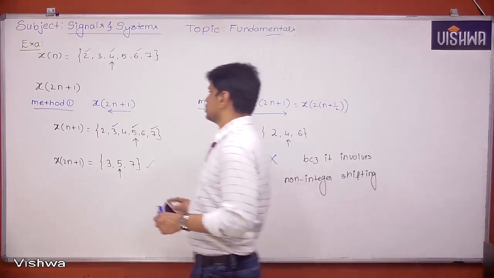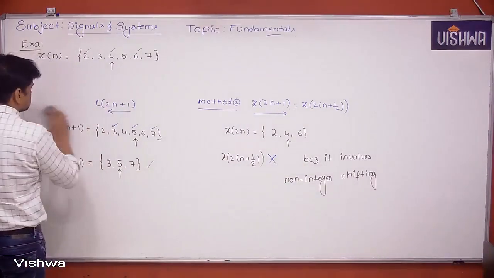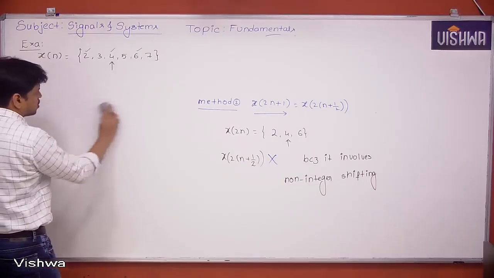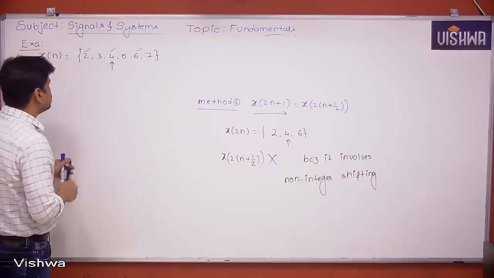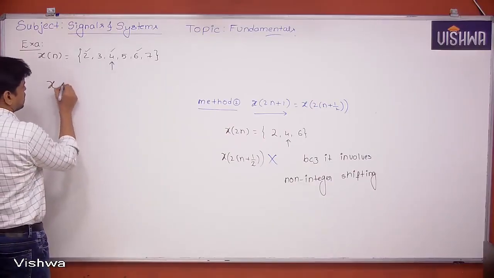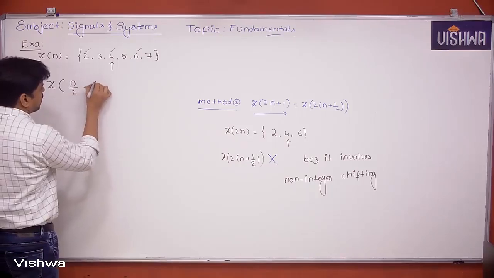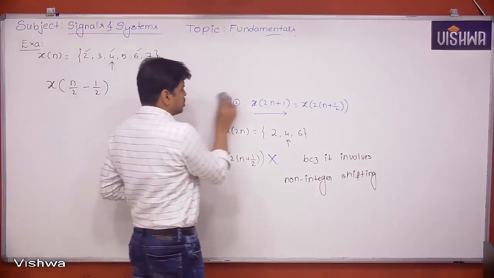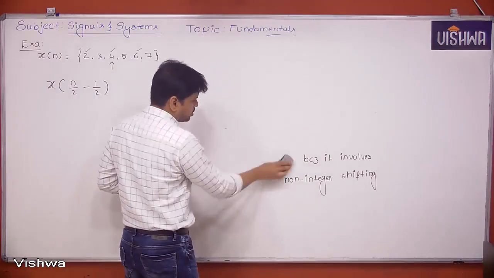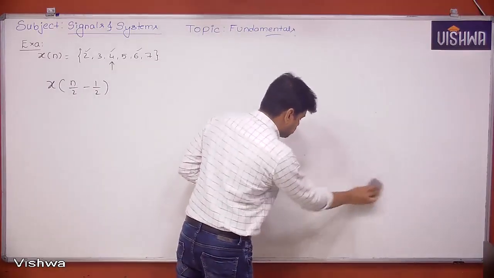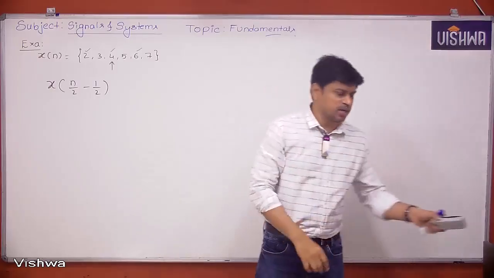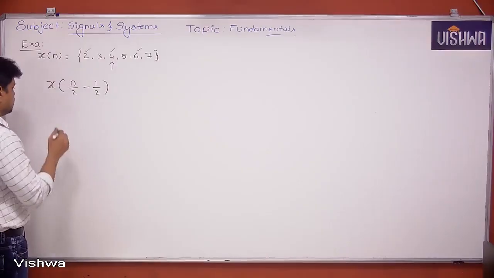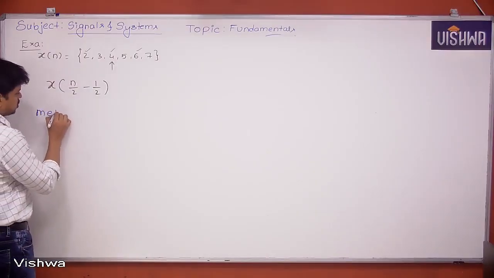So, next. Suppose they want to calculate x of n by 2 minus 1 by 2. Here also we have to perform multiple operations. Let's see whether method 1 is feasible or method 2 is feasible. Okay, so let's go with method 1 and see whether it is going to be helpful to calculate this one.